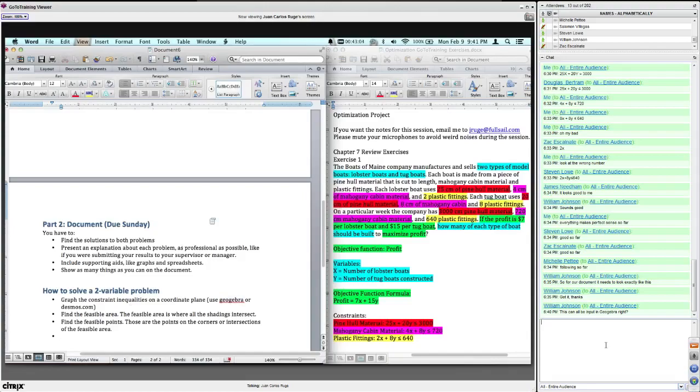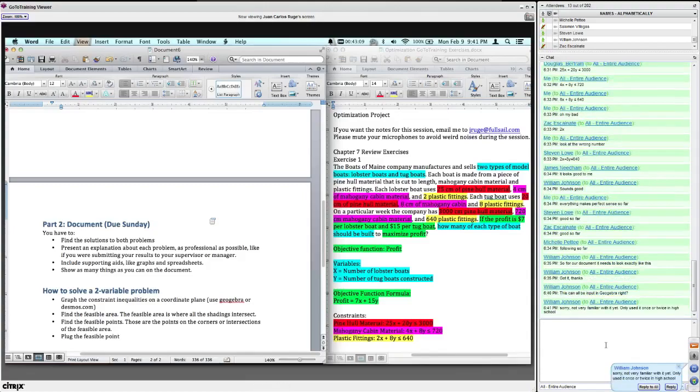Okay, now plug the feasible points on the objective function. The point that gives... Don't worry, William. I'm gonna tell you in a second. I'm gonna show you. First, you know, I'm typing the steps. So the point that gives the maximum or minimum, depending on what you're looking for, is the solution to the problem.